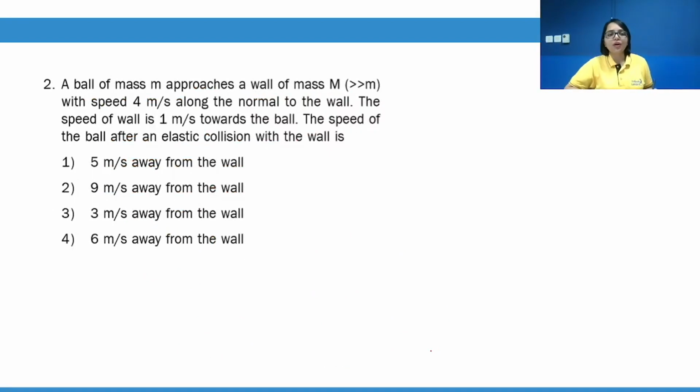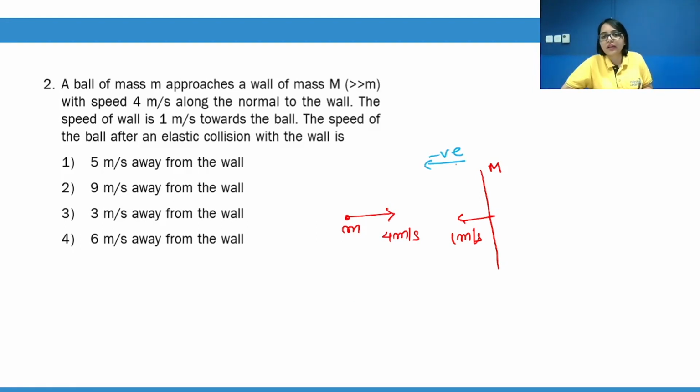Next is question number 2. A ball of mass m approaches a ball of mass capital M. So this is a ball of mass m, and the speed of the mass is given as 4 meter per second. The speed of the ball towards the ball is given as 1 meter per second. Right. The speed of the ball after an elastic collision with the wall is. So let's assume that this direction is negative and this direction is positive. So the speed of this mass m1 after the collision is v1.